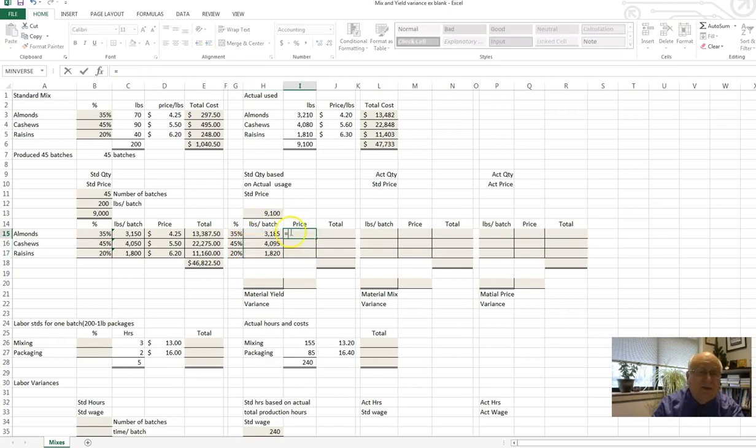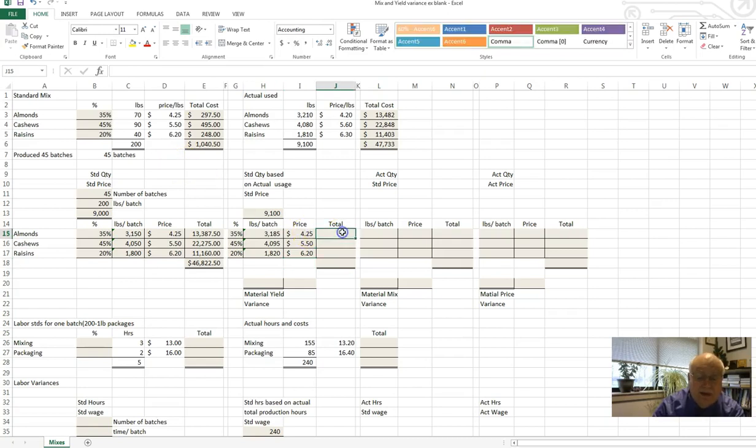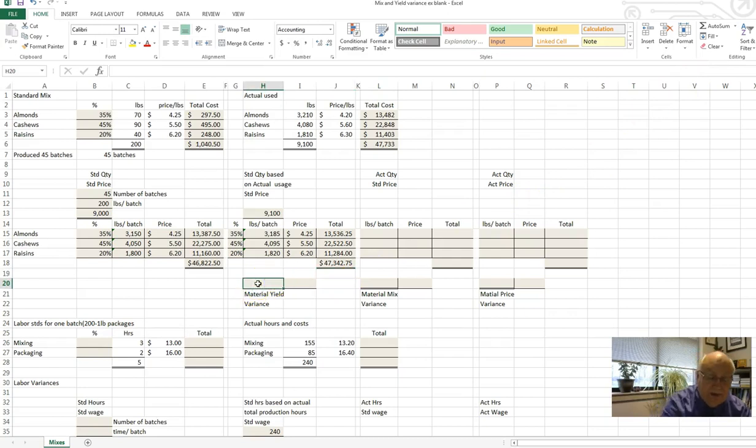This is our standard price, so we use the standard price again of 425, 550, and 620. And then we multiply those out. So 3,185 times the 425, and then we multiply them across, then add them up, and that gives us 47,342.75.